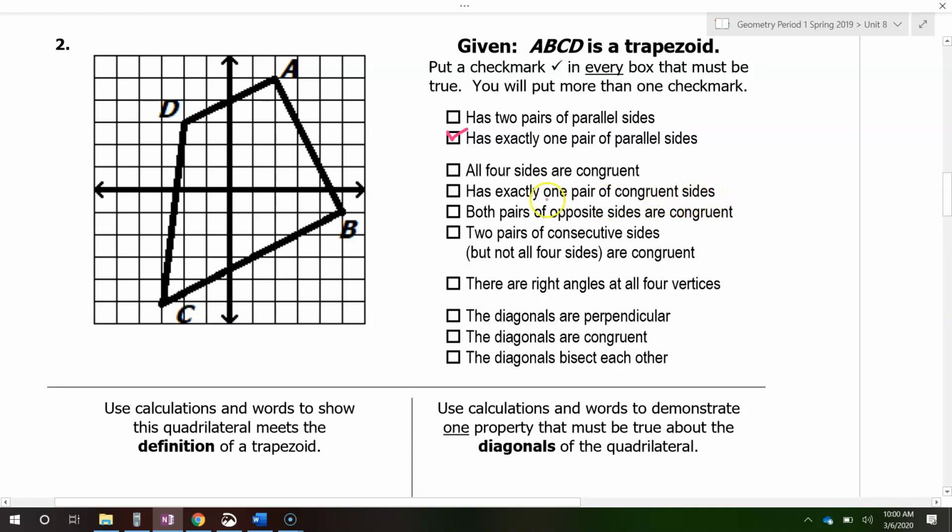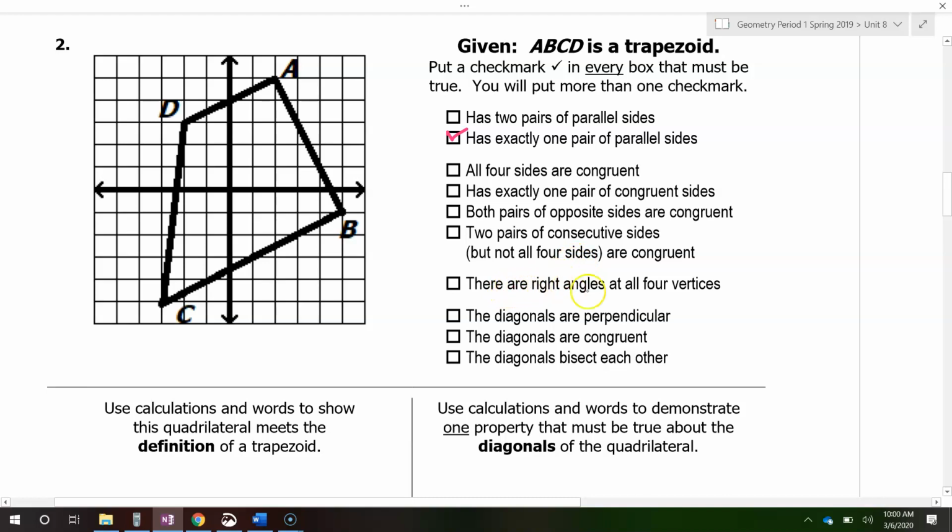Has exactly one pair of congruent sides? No. Not congruent sides. Both pairs of opposite sides are congruent? No, that's a parallelogram thing. Two pairs of consecutive sides congruent? No, that's a kite.